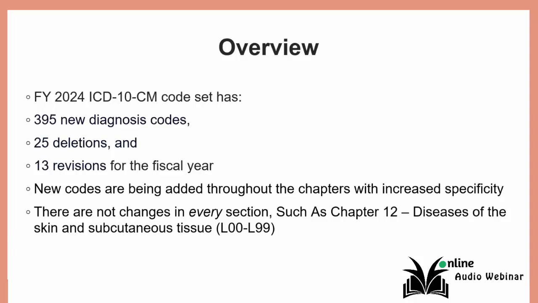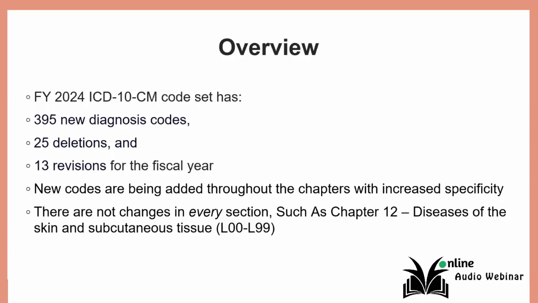So every year, the codes start on October 1st. That's when they're effective, but it actually is for the fiscal year that's upcoming. So this is fiscal year 2024 ICD-10-CM code set. And we have 395 new codes. 395 new ones are actually more specific codes. And so then, of course, some deletions and revisions and tabular changes. But there aren't changes in every section.